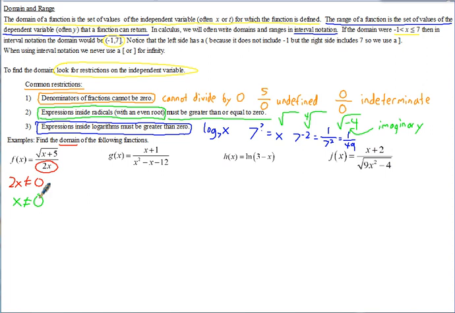Is there anything else that could affect the domain? Yes, there is. If we look at what's inside the square root there, that's an even root. Remember, when nothing's written there, it's like a visible 2 there. So remember we said expressions inside brackets with even roots must be greater than or equal to 0. Otherwise we get imaginary numbers.